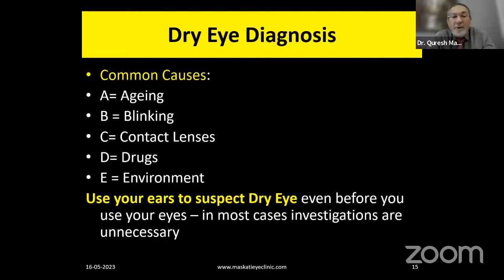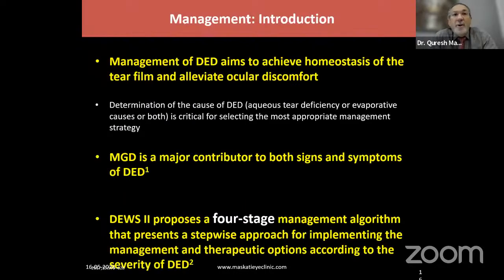I showed you some pictures of dry eye with meibomitis or squamous blepharitis or some mucus on the sides. But use your ears, talk to them about the A, B, C, D, E, and in most cases, investigations will be quite unnecessary. So management of dry eye, we aim to improve the tear film and alleviate the ocular discomfort. And we always look for MGD or meibomian gland disease and blepharitis. If it is there, we need to treat this at the same time. Otherwise, just giving tear substitutes will not help.